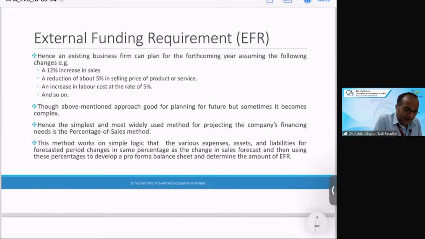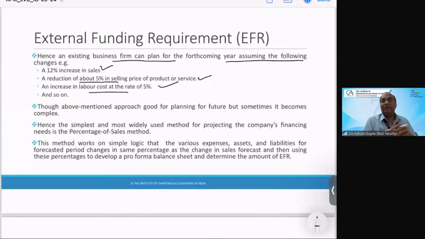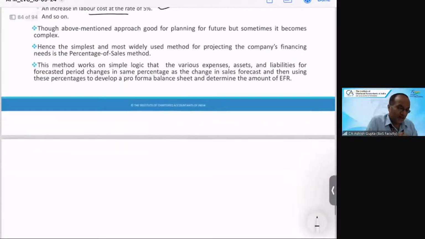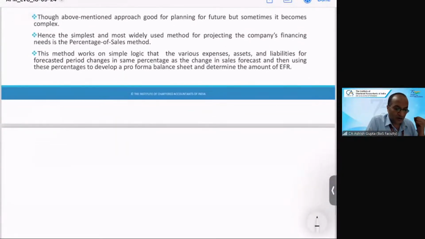Let us see. An existing firm can plan for the forthcoming period, assuming that sales will increase by 12%, there will be a reduction of about 5% in selling price, there is an increase in the labor cost by 5%, and so on. So we have different elements. SGR and IGR are both broad growth rates that can be achieved, but here we are doing some minute analysis. So from this, it becomes a little bit complicated.